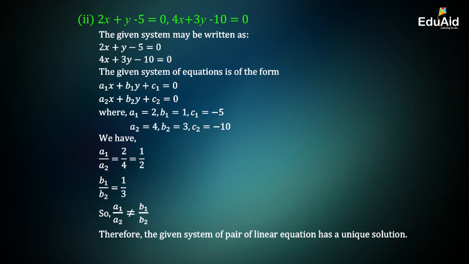Next we find the ratios, that is a1 by a2, b1 by b2 and c1 by c2. Now a1 by a2 we get 2 by 4, which is equal to 1 by 2, and b1 by b2 we get 1 by 3. So here we can see that a1 by a2 is not equal to b1 by b2. Therefore we can say that the given system of pair of linear equations has a unique solution.